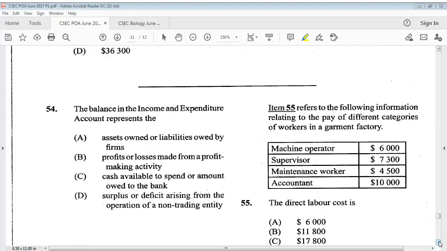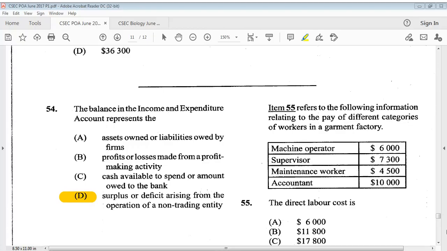It says that the balance in the income and expenditure account represents, that is D, surplus or deficit arising from the operation of a non-trading entity. So let's go on to number 55. Item 55 refers to the following information relating to the pay of different categories of workers in a garment factory. Machine operator, $6,000. Supervisor, $7,300. Maintenance worker, $4,500. And accountant, $10,000.